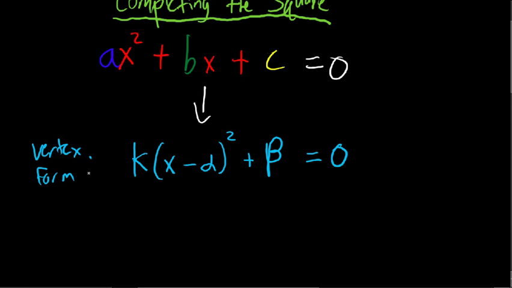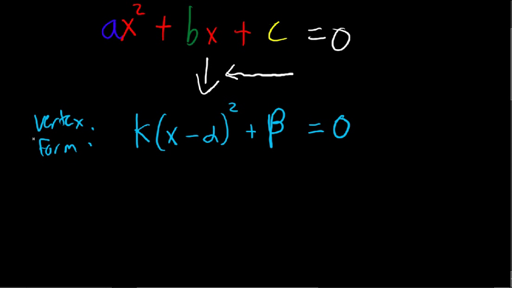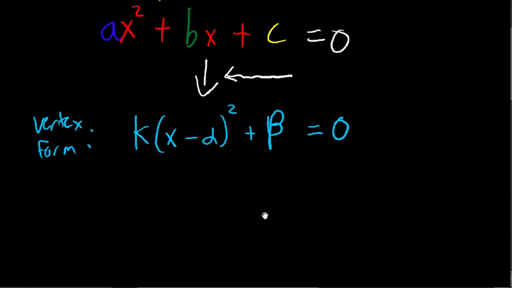When it's in vertex form, all you have to do is subtract beta, divide by k, take the square root, and add alpha, and that's pretty much it. So we'll do an example of that in a minute. But first, let's learn how to convert it to vertex form using completing the square. Completing the square is not the only way that you can do that, but it's kind of the easiest.